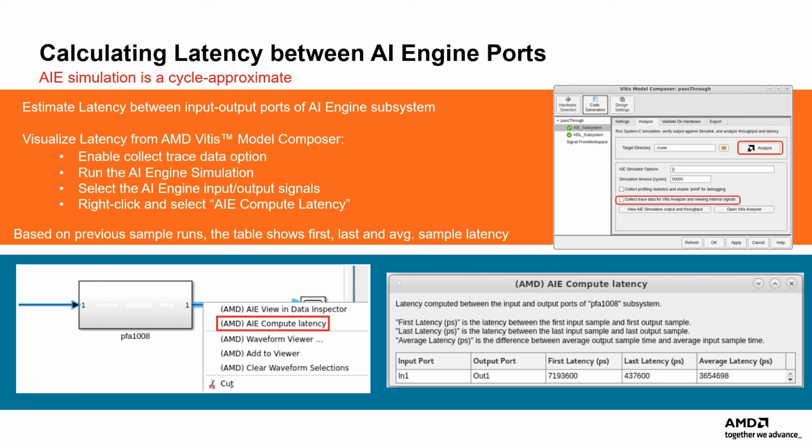By selecting the AI Engine compute latency options, you can visualize the latency table. If AI Engine simulation has previously been run on this design, Vitis Model Composer will display the first sample latency, last sample latency, and average latency between the two selected ports. Latency can fluctuate over the course of a simulation, but it generally converges to a stable value over time.